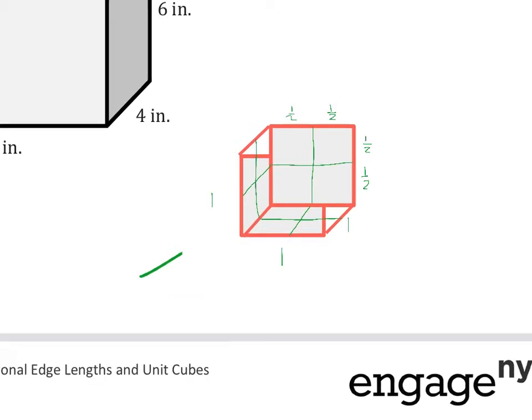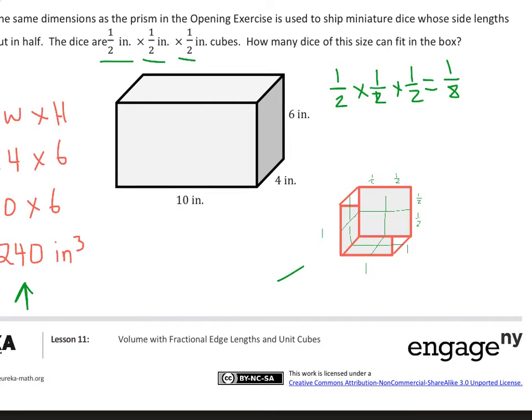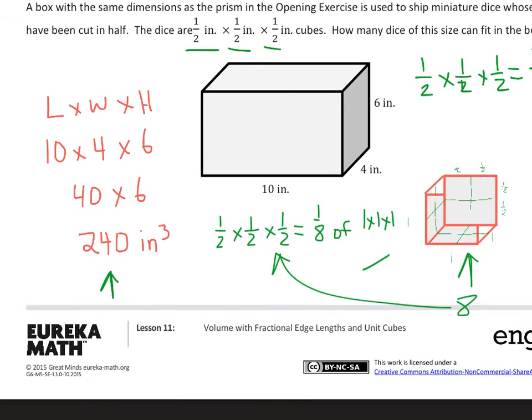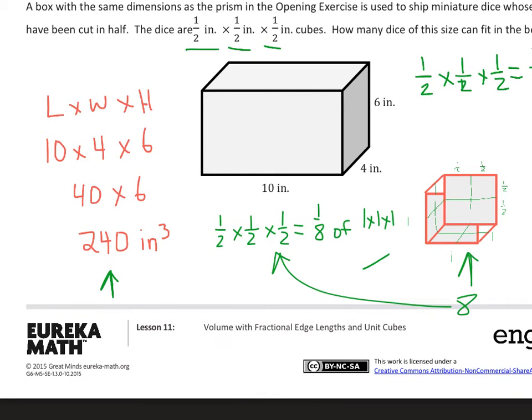So a good thing to remember here is that if it's half by half by half, that's going to be equal to 1/8 of a 1 by 1 by 1. So for every one of those, there will be 8 of these. So what are we really going to do to the number 240? Yeah, we're going to have to multiply it by 8, right? We're going to have to multiply 240 times 8.